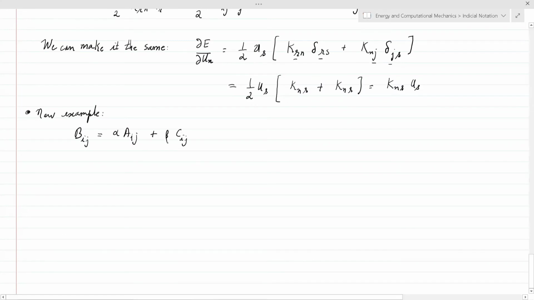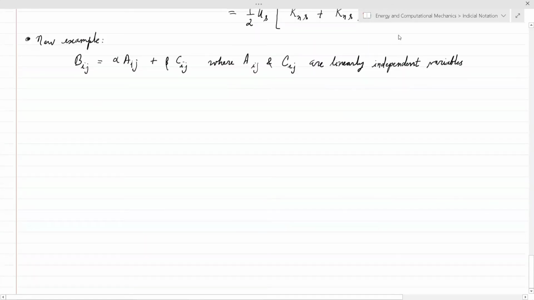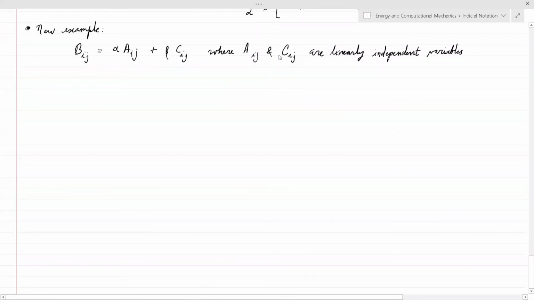So let's look at a new example. Let's say I have b_ij equals alpha a_ij plus beta c_ij, where a_ij and c_ij are linearly independent variables. Sometimes you could have this situation where you want to find the derivative of b_ij with respect to a_km. So I ask you to find this derivative. One approach that people use is you have alpha times the derivative of a_ij with respect to a_km, plus beta times the derivative of c_ij with respect to a_km. And you can see that here.